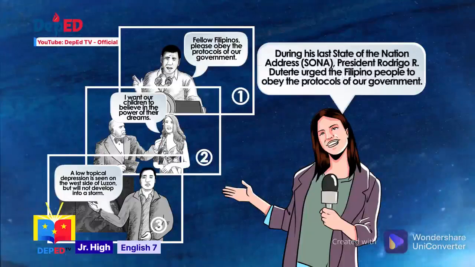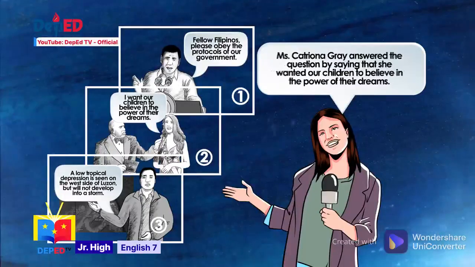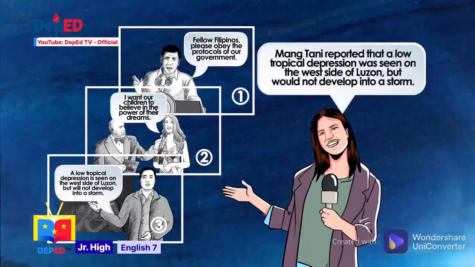During his last State of the Nation Address, or SONA, President Rodrigo R. Duterte urged the Filipino people to obey the protocols of our government. Ms. Catriona Gray answered the question by saying that she wanted our children to believe in the power of their dreams. And for the weather news, Mang Tani reported that a low tropical depression was seen on the west side of Luzon but would not develop into a storm.